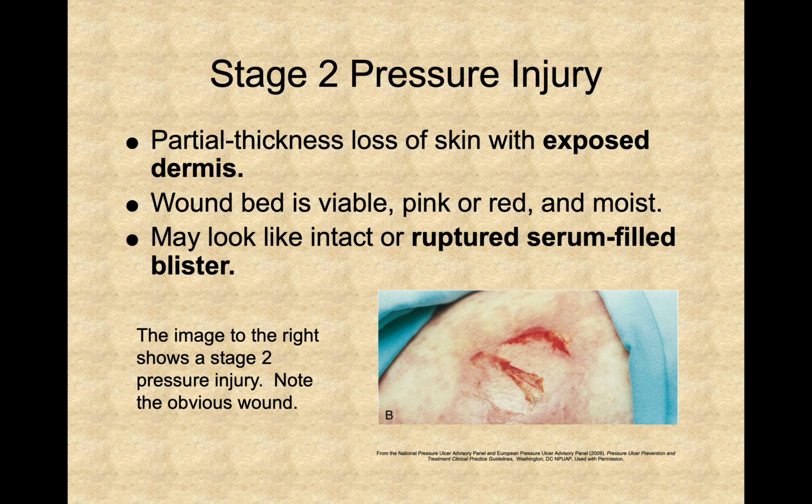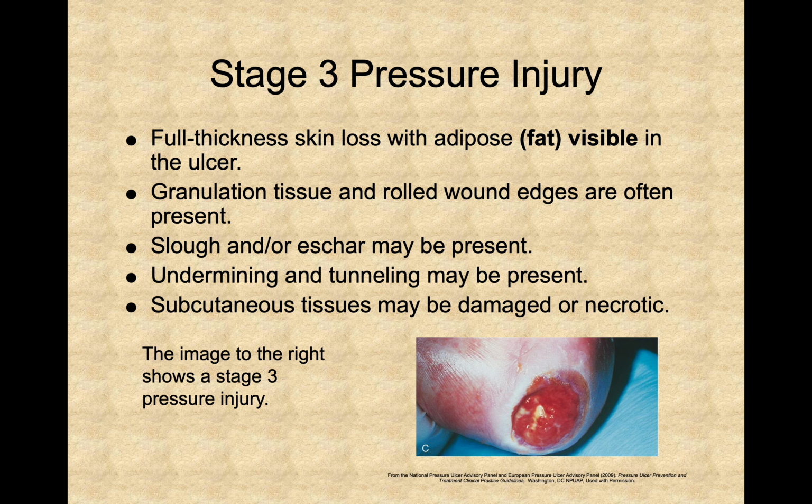A serum-filled blister is an example of a stage 2 pressure injury, and whether that blister is intact or that blister has ruptured, that epidermis is compromised, and so we are dealing with exposed dermis, and that is then a stage 2 pressure injury. Stage 3 pressure injuries is when we start to see fat or adipose tissue within the ulcer. That's how we know when we're dealing with a stage 3 injury.